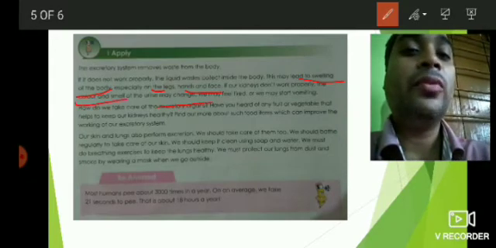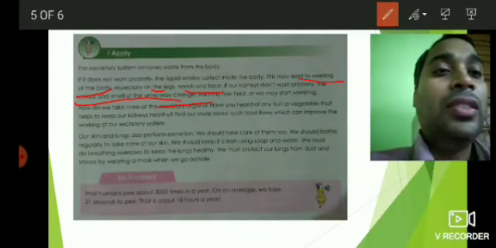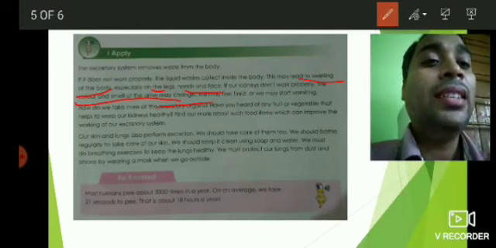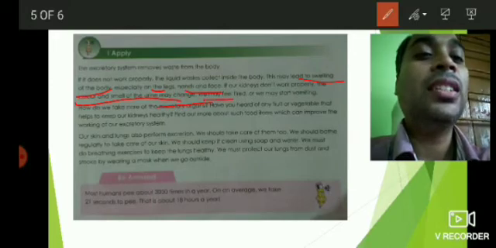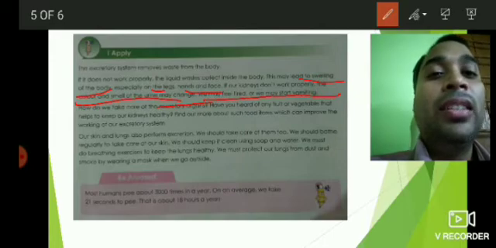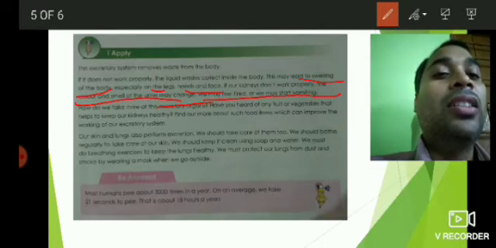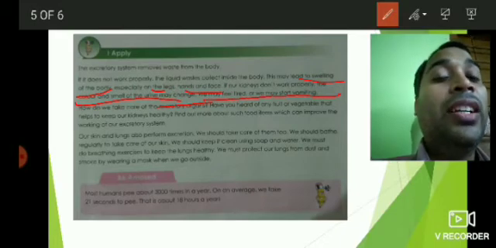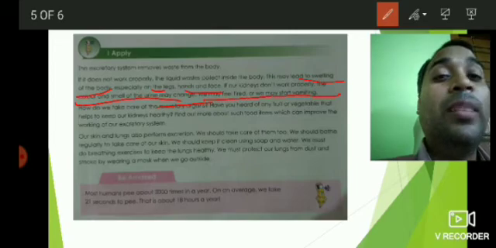So this is again one of the effects of dysfunctioning of kidneys. We may feel tired, or we may start vomiting. So these are some of the symptoms of non-functioning of our kidneys. So how do we take care of the excretory organs? Have you heard of any fruit or vegetable that helps to keep our kidneys healthy? Find out more about such food items which can improve the working of our excretory system.